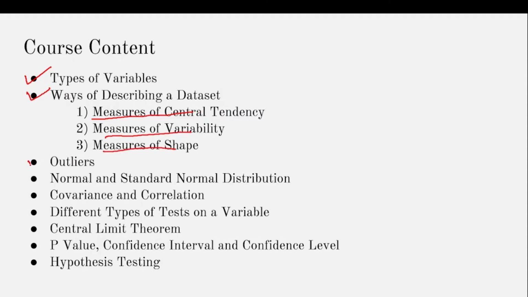Then we'll discuss outliers, why we get the outliers, what are the ways in which we can handle the outliers, and how we can detect the outliers. All that we will see. We'll see different types of distribution, primarily the normal and standard normal distribution. We'll discuss covariance and correlation. We'll also go through the different types of tests performed on a variable, and we will discuss the z-test and t-test.